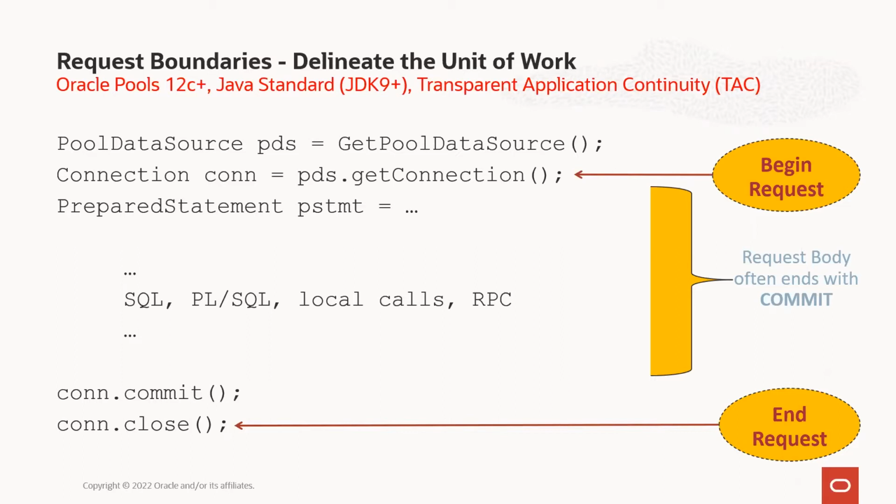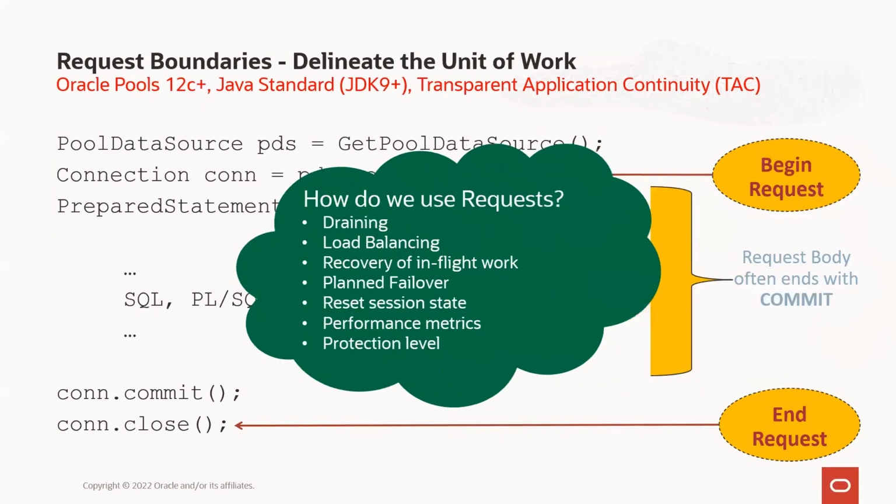We still think explicit boundaries are the best because it depends on the logic of your application to derive what those request boundaries should be. And we use them throughout, as I mentioned, whether it's for draining, for planned maintenance, or load balancing across the cluster. We load balance on the request boundaries. Obviously, we don't shift halfway through a request. Recovery and replay and so forth are all managed at the request boundary layers. And also in performance metrics.